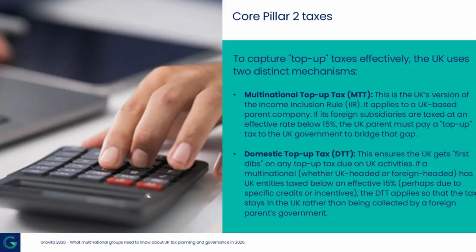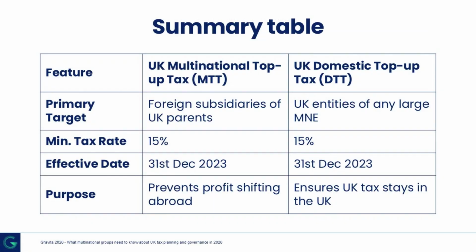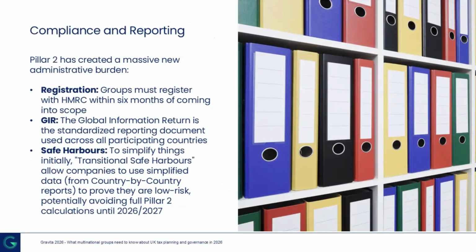And you might be sat there thinking, well, how can that be the case? Because the corporation tax rate is 25%. Well, it might well be due to incentives or other credits that you might find yourself within that. This is very simplistic, but hopefully it gives a little summary of the two types of taxes that Pillar 2 are looking to tax: foreign subsidiaries of UK parents, and then the domestic top-up tax, UK entities of a large international group.